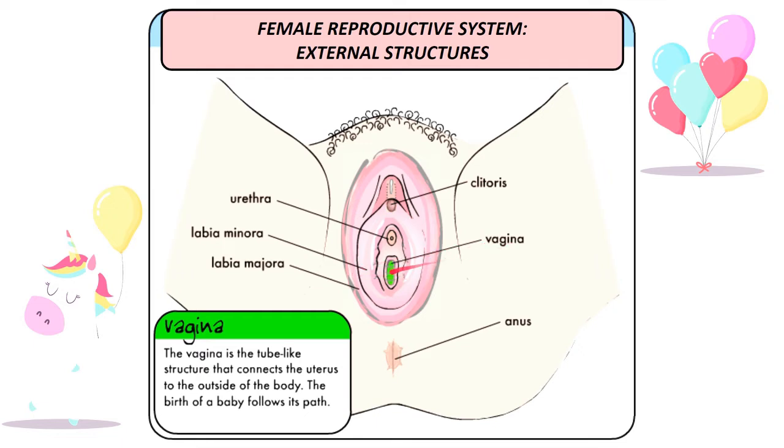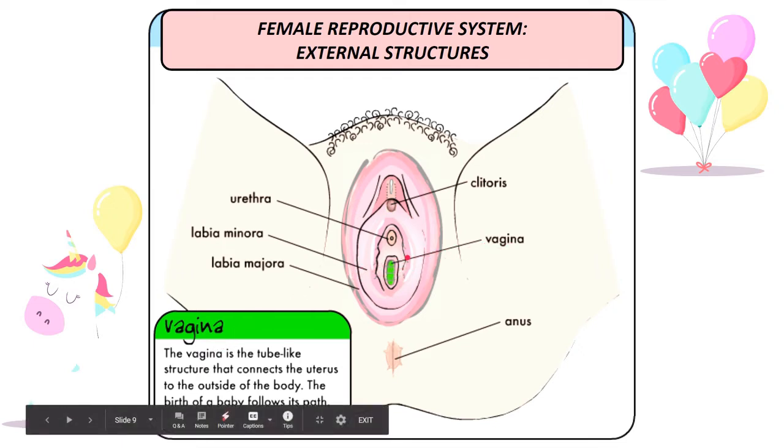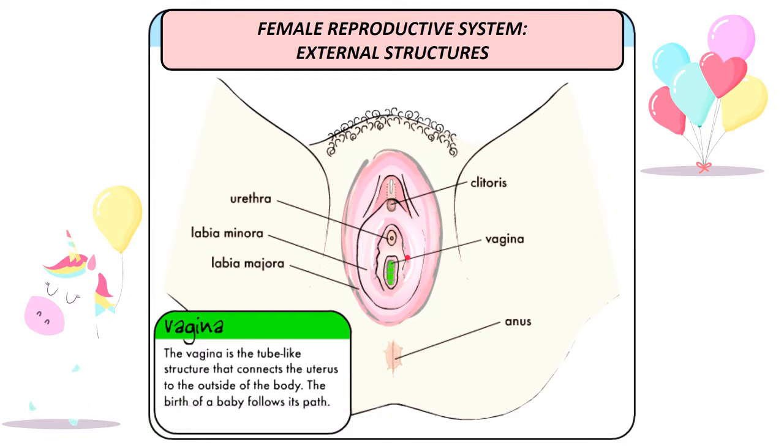Then this is the vagina or vaginal opening. It's a structure that connects from the opening into the uterus inside. This is the path of the birth, the path that the baby follows during birth. This is also where the blood comes out during menstruation and the penis goes in during sexual intercourse.